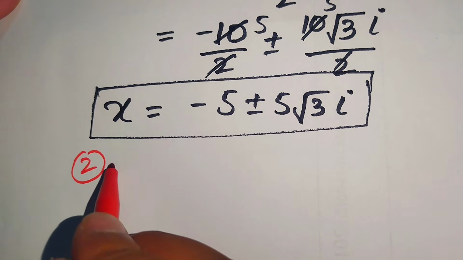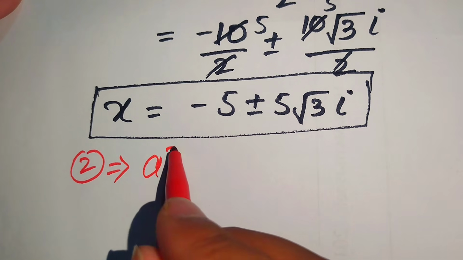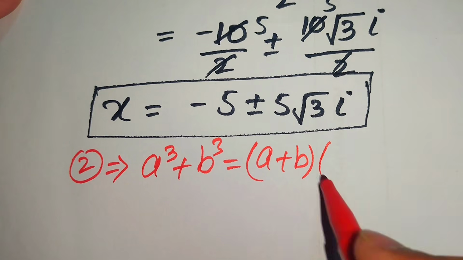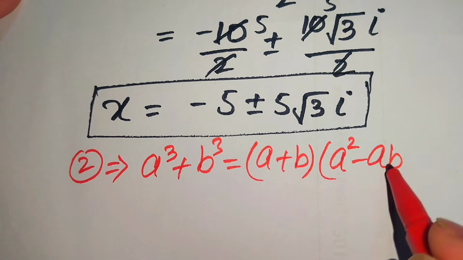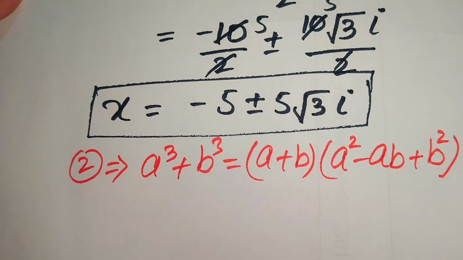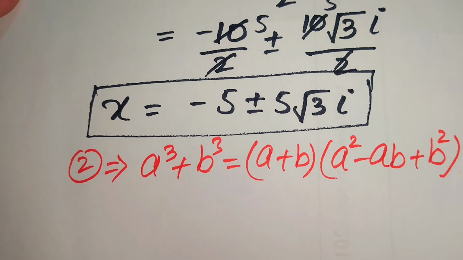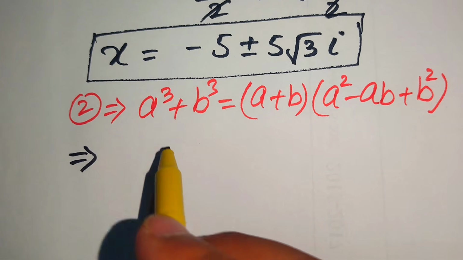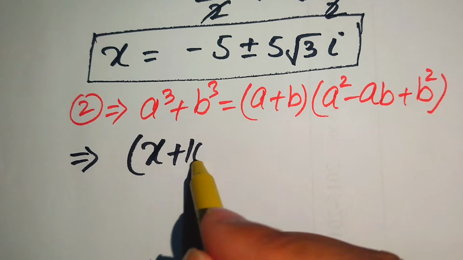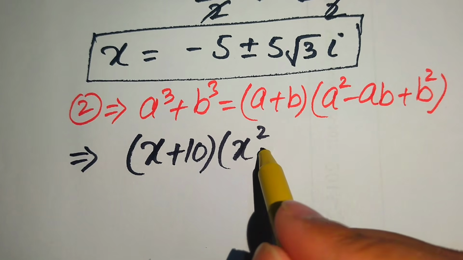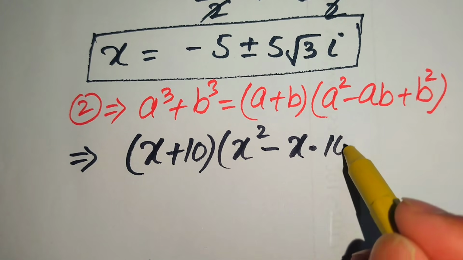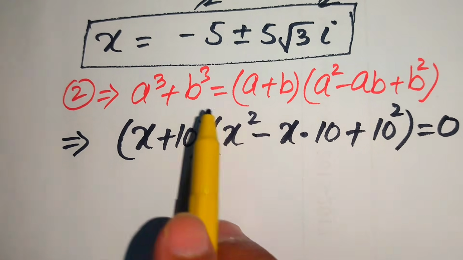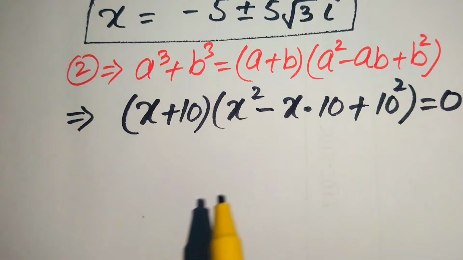In the second case we use this nice cubic formula: a³ + b³ = (a + b)(a² − ab + b²). According to this formula, we copy down equation number 2 here, which implies (x + 10)(x² − 10x + 10²) = 0. We apply this formula in equation number 2 and we get this equation.